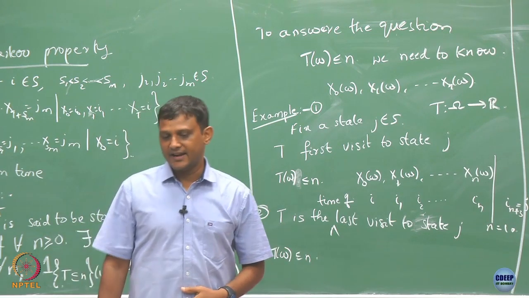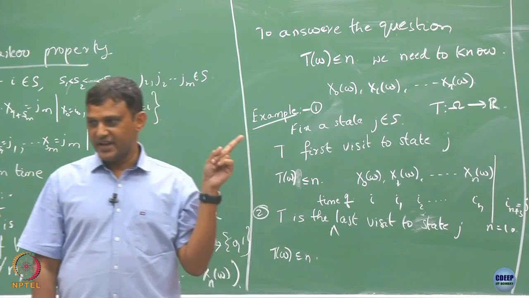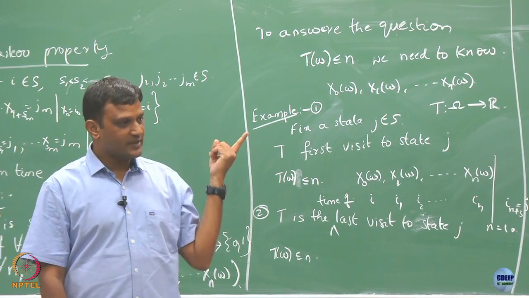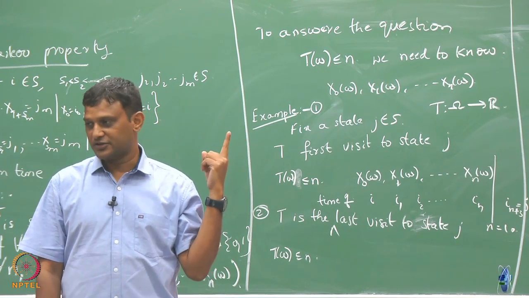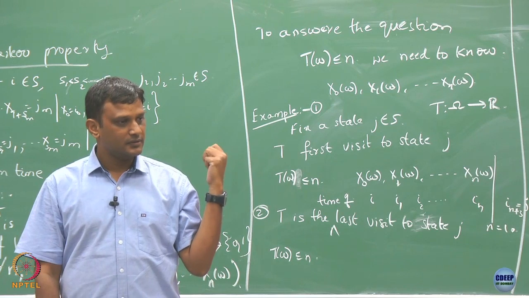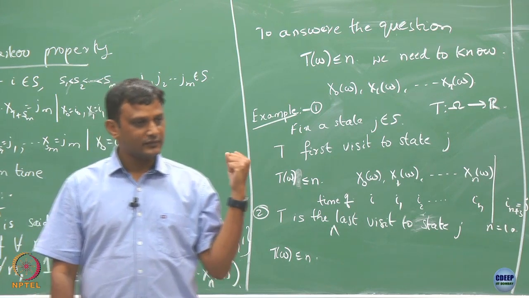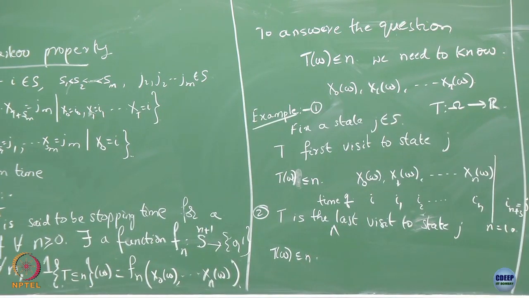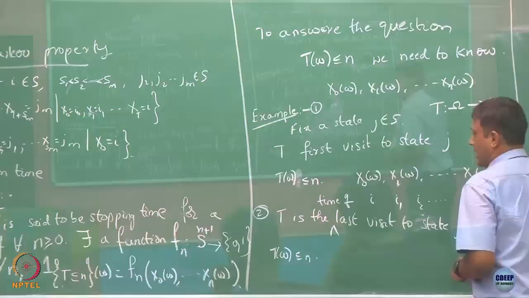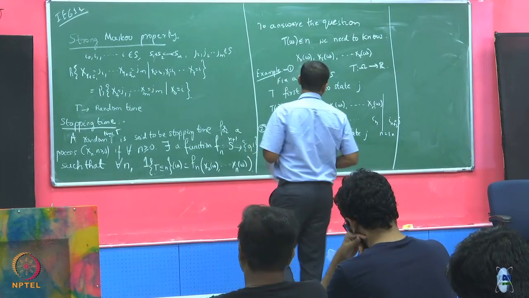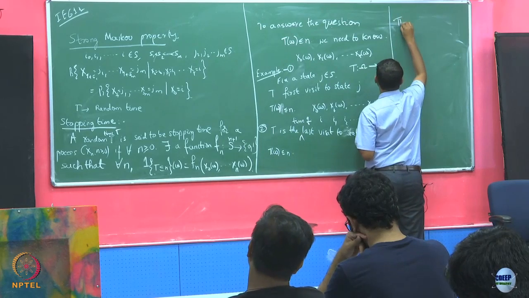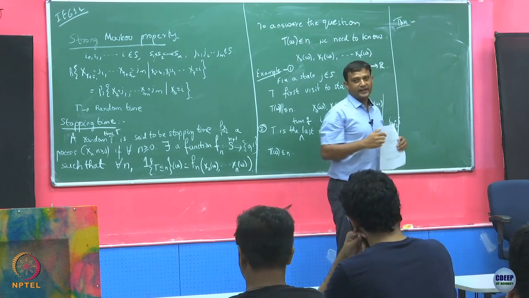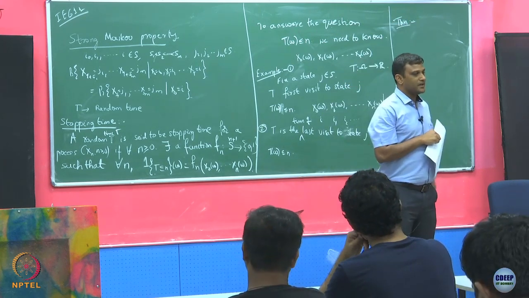We have seen another random time where we defined T to be one step before the second visit to state J. Is that going to be a stopping time? Check that. Yes, no? Check that. Okay, now, those who said no, can you tell me why that was not a stopping time?